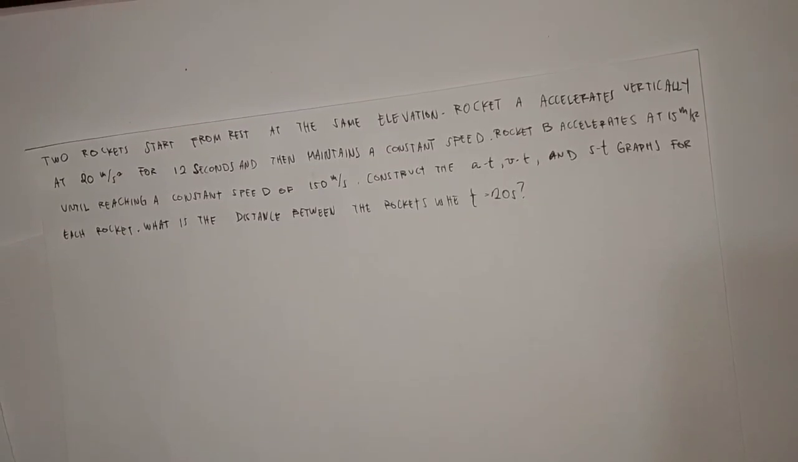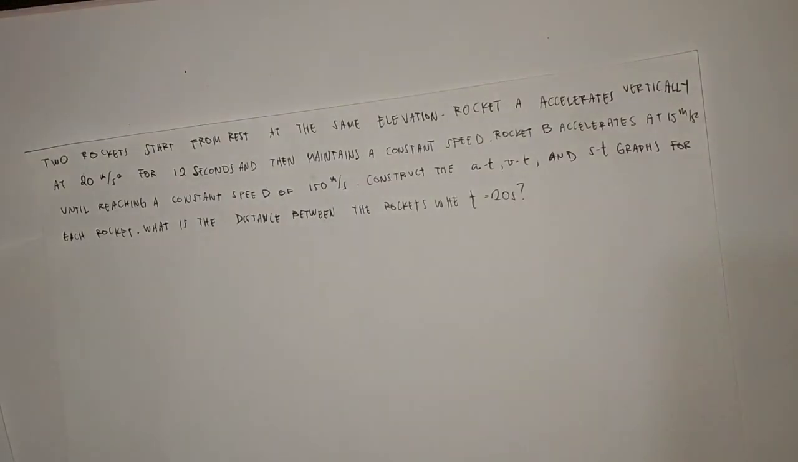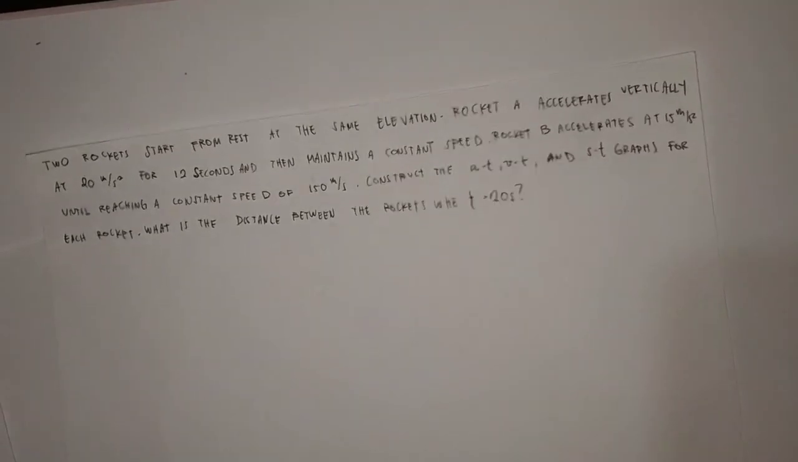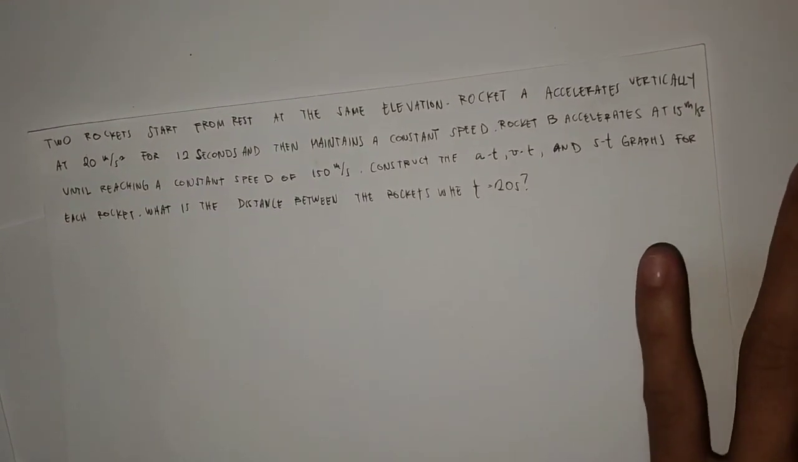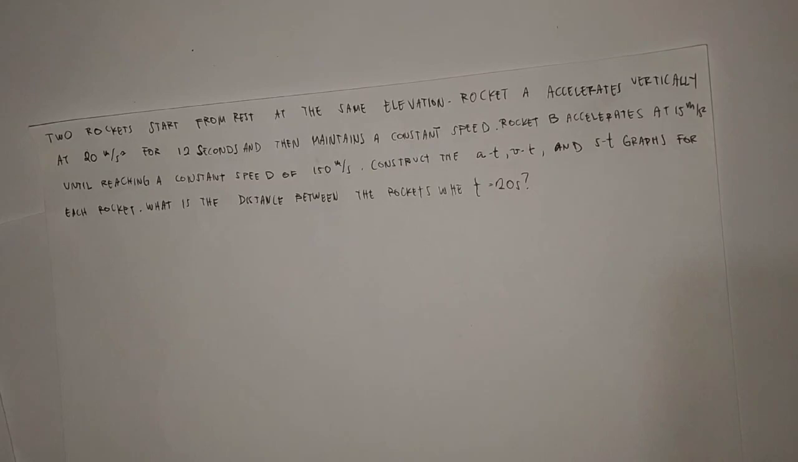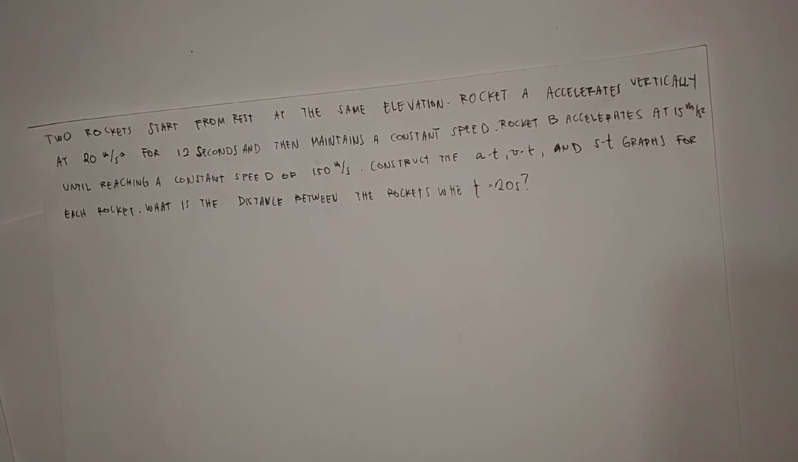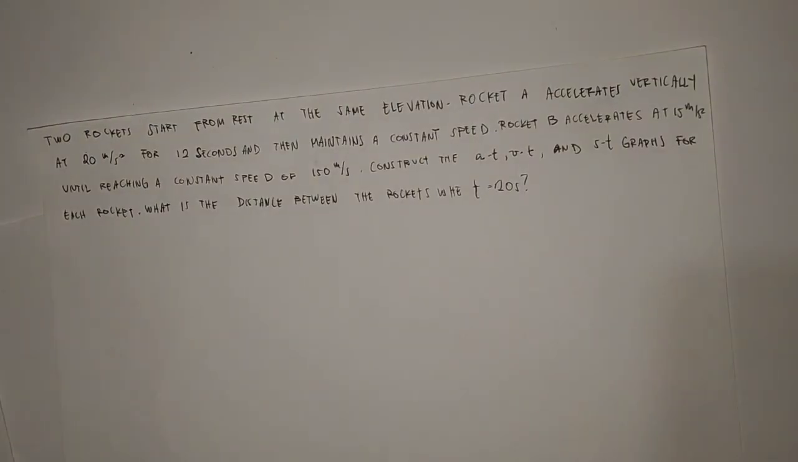Let us solve this problem. The rockets start from rest at the same elevation. Rocket A accelerates vertically at 20 meters per second squared for 12 seconds, then maintains a constant speed. Then rocket B accelerates at 15 meters per second squared until reaching a constant speed of 150 meters per second. Construct the AT, VT, and ST graphs for each rocket. What is the distance between the rockets when t is equal to 20?